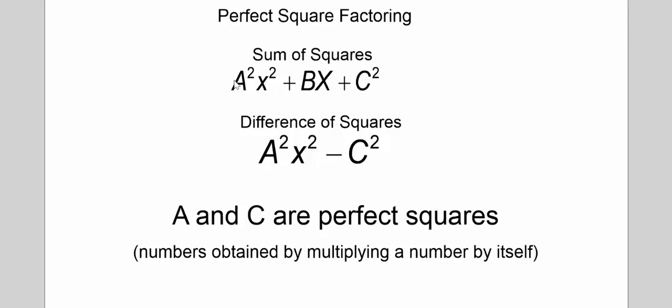One is the sum of squares, where you notice instead of saying ax squared plus bx plus c, I have a squared x squared plus bx plus c squared. This means that the leading coefficient and the constant term are both perfect squares, or numbers that can be obtained by multiplying a number by itself. Likewise, there's a difference of squares where the b term doesn't exist, so I have a squared x squared minus c squared. Notice again the b term doesn't exist, and the leading coefficient and the constant term are both perfect squares. We're going to factor these now.